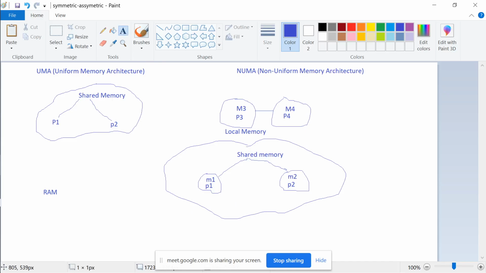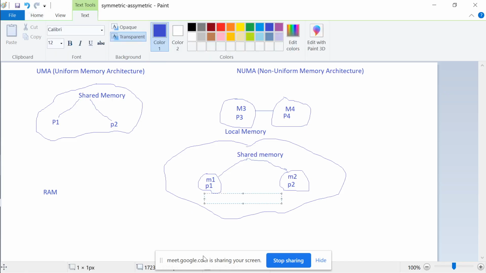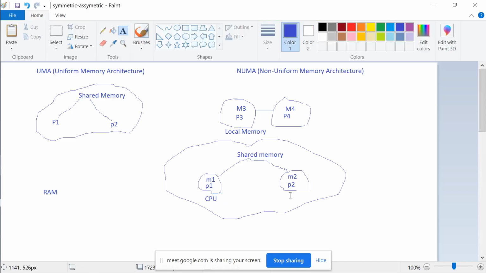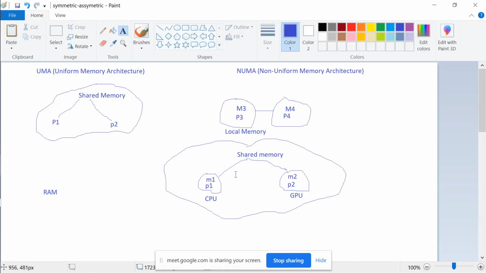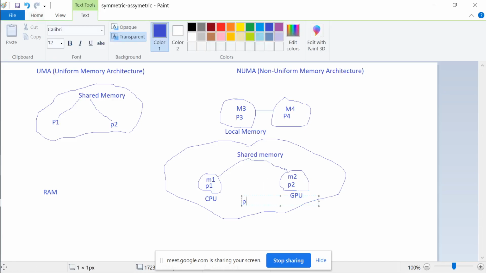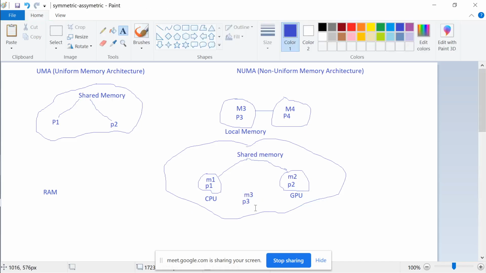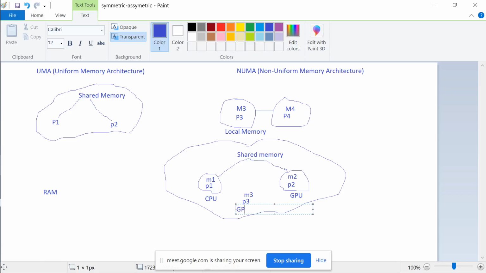And plus you can have a symmetric or asymmetric processor setup. If you have an asymmetric architecture, then this can be your CPU, this can be your GPU, and plus you can have P3 and, let's say, M3 as another processor. This can be your GPU number 2. You can have 2 GPUs.